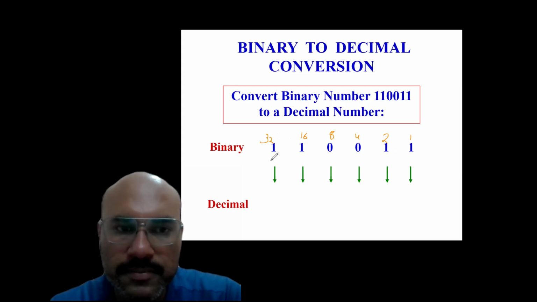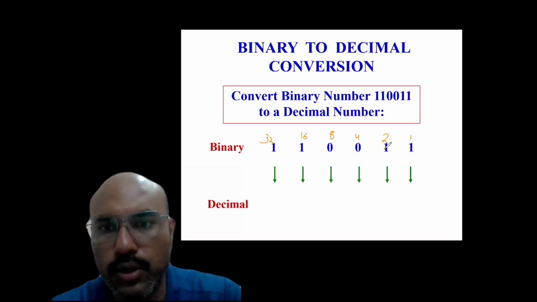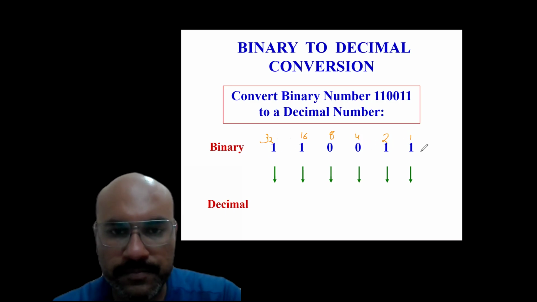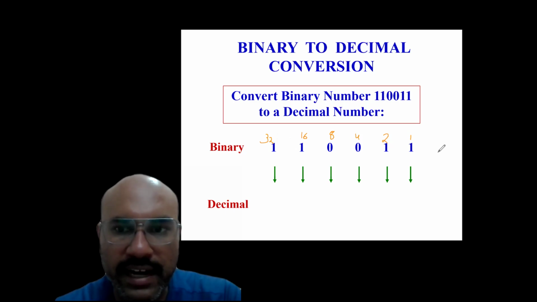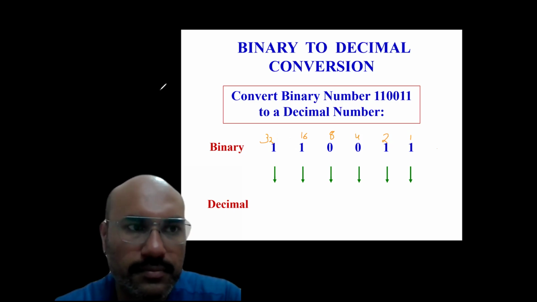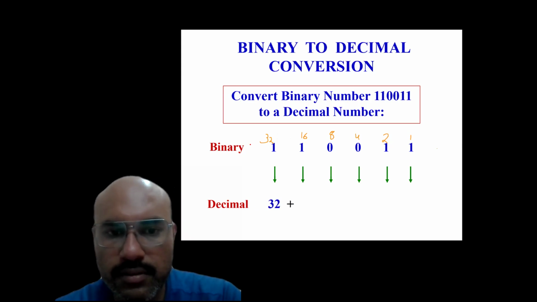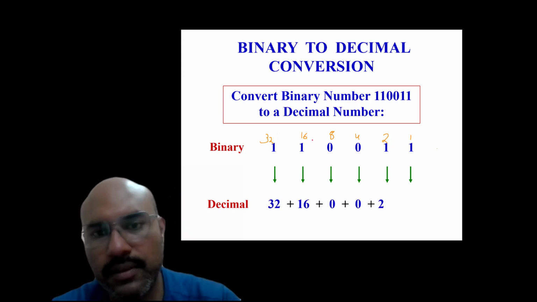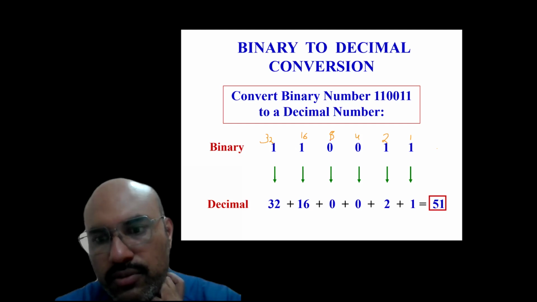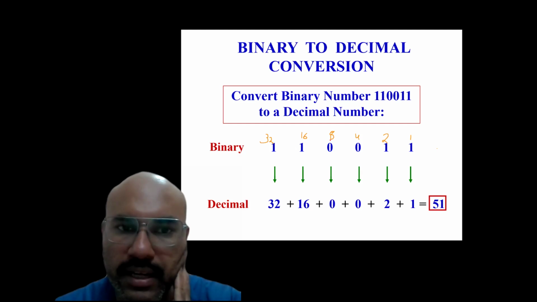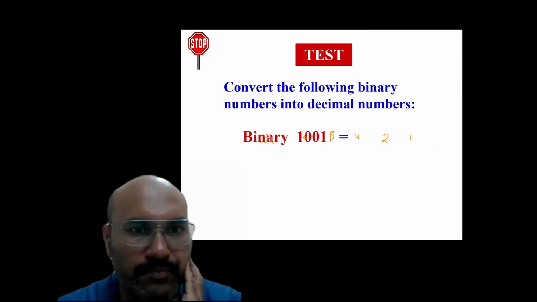We have ones at 32, 16, 2, and 1, so I will add only these numbers, and for the rest of the values I put 0. So 32 plus 16 plus 2 plus 1, 51 is the correct answer. This is how you can convert a binary number into a decimal number.